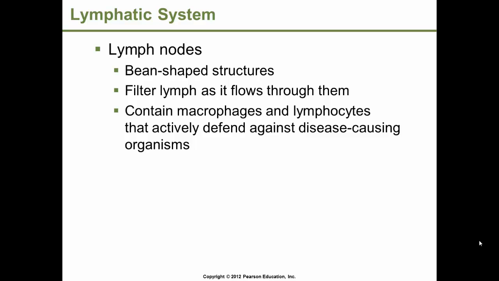Lymph nodes are just small bean-shaped structures. We typically feel them in our neck, or we feel for them in our breast as a sign of disease or illness. These lymph nodes filter lymph as it flows through them, and they contain macrophages, which are types of cells capable of phagocytosing bacteria or viruses as they pass through. These lymph nodes also contain lymphocytes, which we'll look at more in chapter 13, that actively defend against disease-causing organisms.